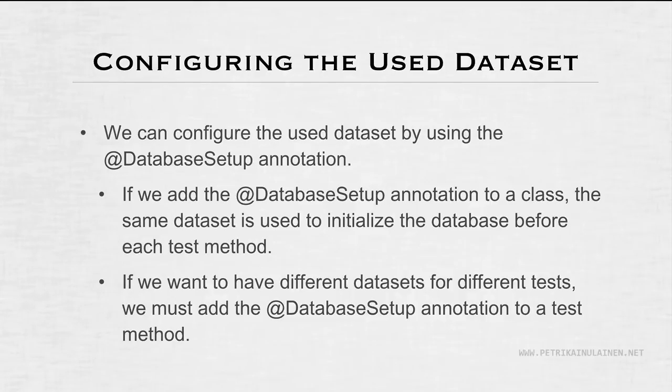Well, we can do it by using the DatabaseSetup annotation. If we add the DatabaseSetup annotation to a class, the same dataset is used to initialize the database before each test method found from that class. On the other hand, if we want to have different datasets for different tests, we must add the DatabaseSetup annotation to a test method. Let's take a look at how this is done in our example.